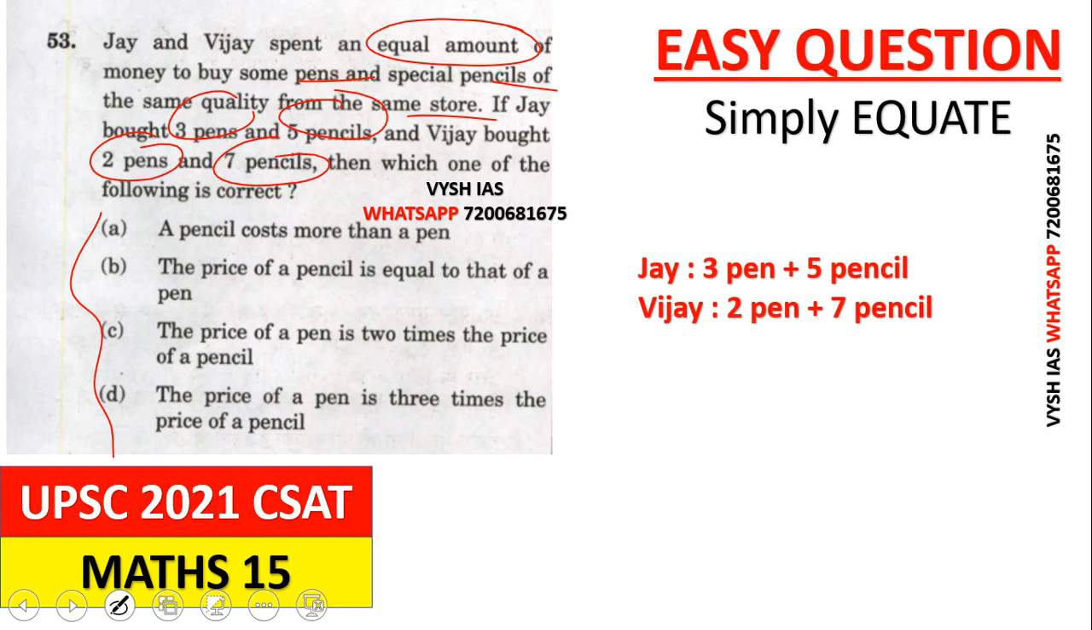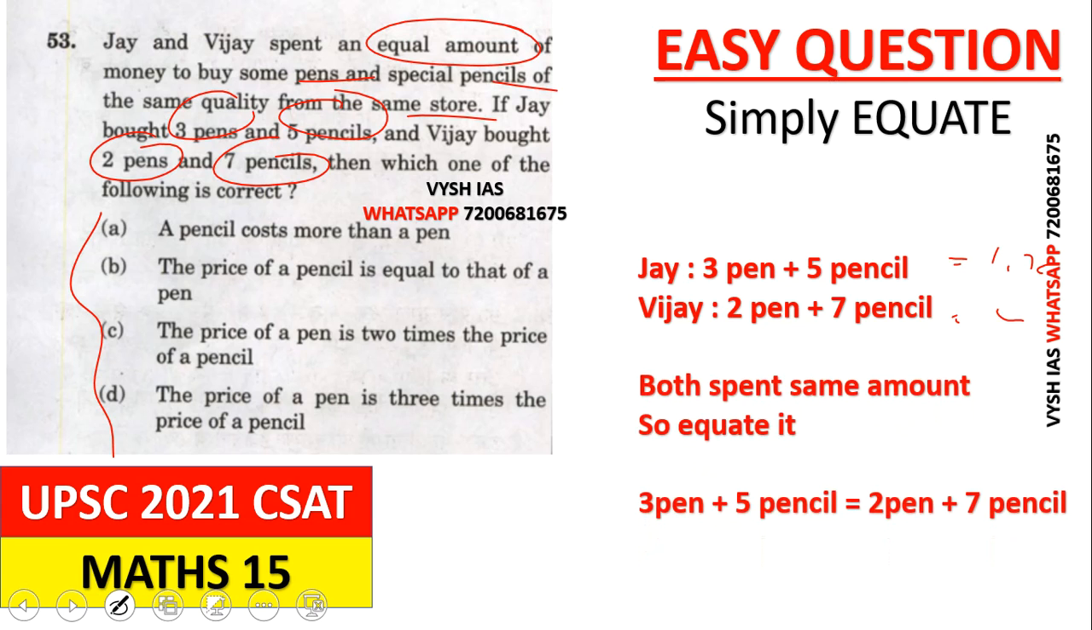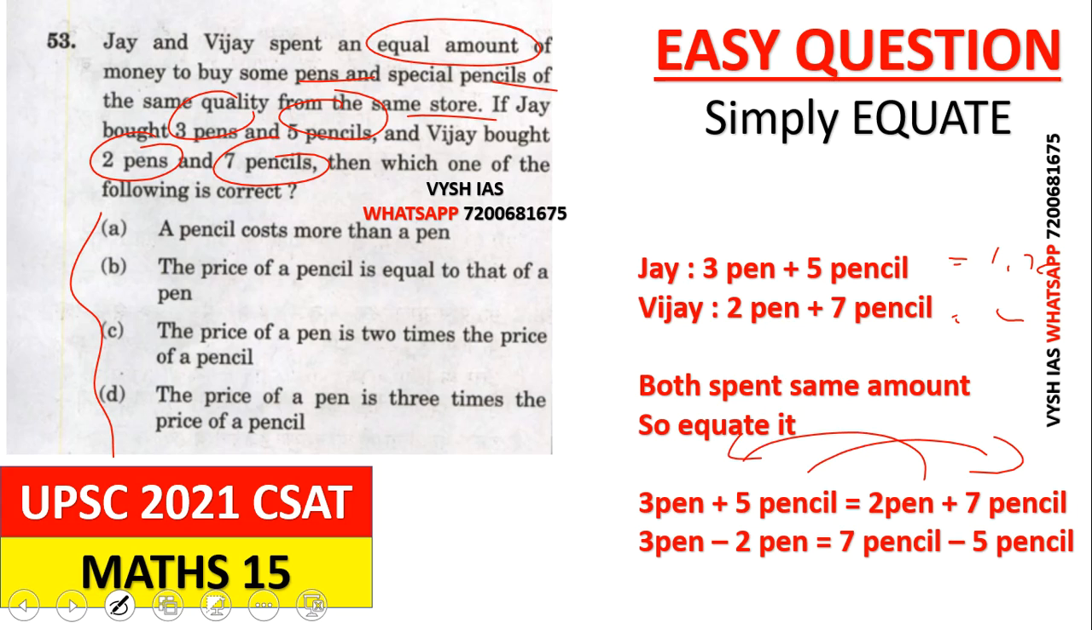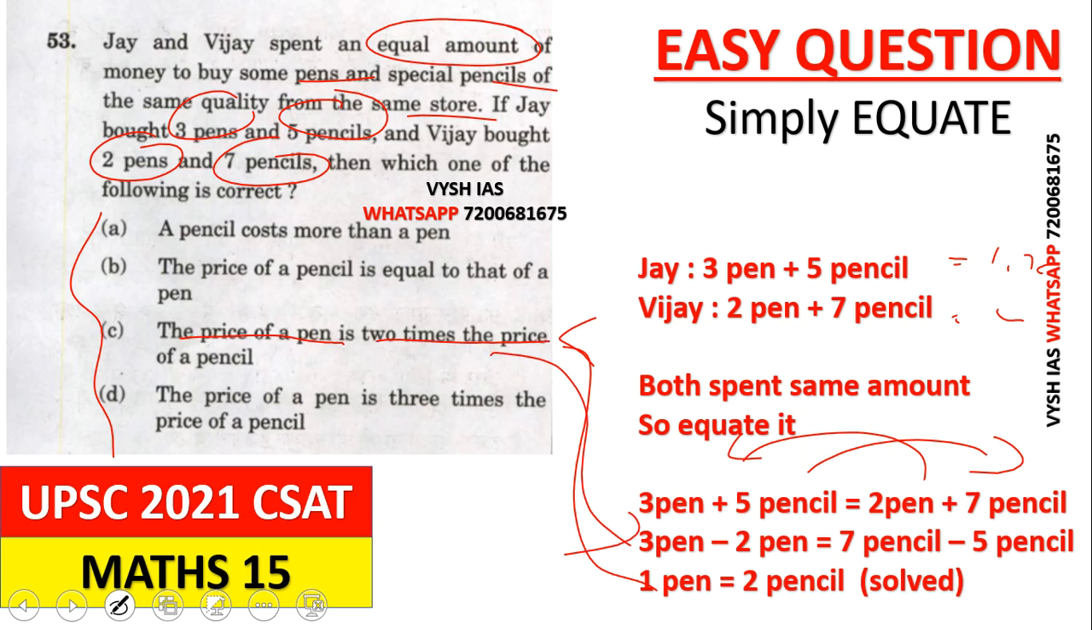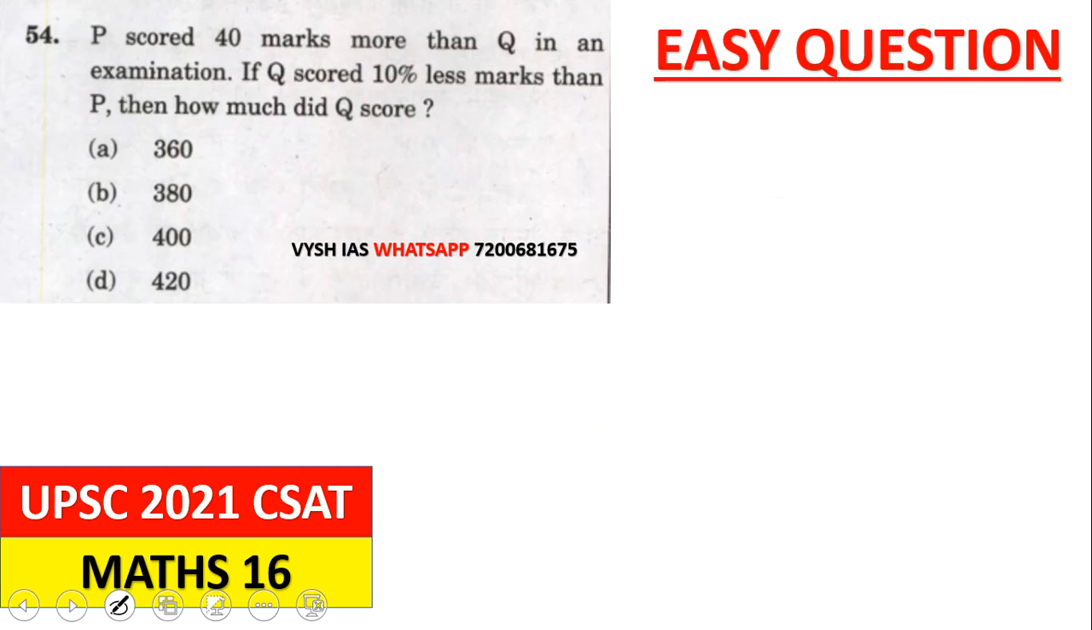But the amount spent, if he has spent 100 rupees, he also has spent 100 rupees. So just equate it. Both spend the same amount. Equate it. Take pen in one side, pencil in the other side. 3 pen minus 2 pen. Okay, this is going here. This is going here. So 1 pen is equal to 2 pencil. Solved. The price of the pen is 2 times the price of the pencil. Solved. Okay, this is a very simple, silly question.